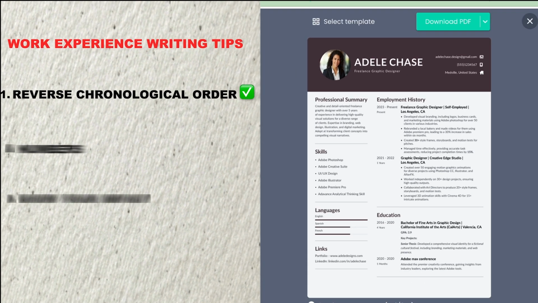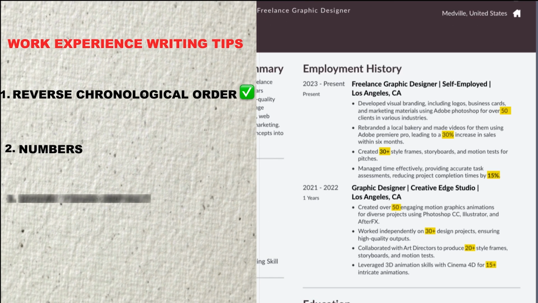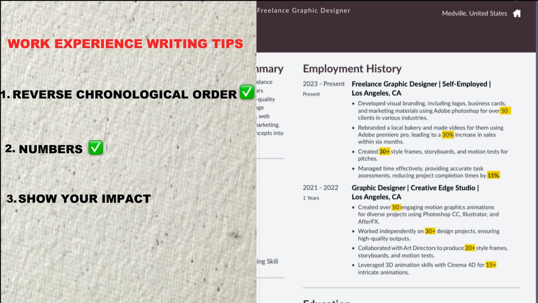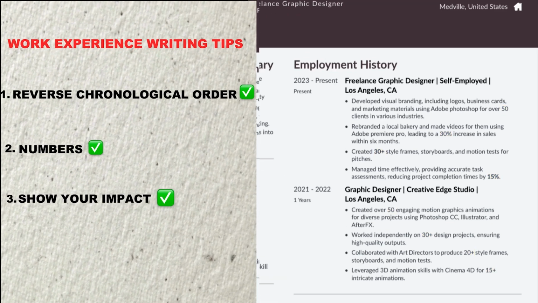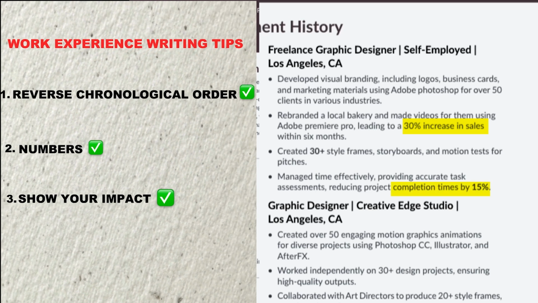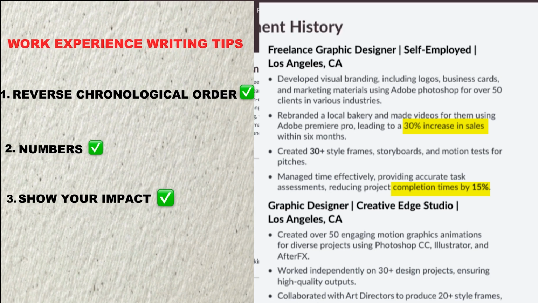Next, the most important part of the work experience section is to use numbers wherever possible. What do I really mean by numbers? It's the impact that you have created. Let's say you have increased the sales by a certain percentage. You have reduced the timing of a certain task. You need to highlight those things in your work experience section.